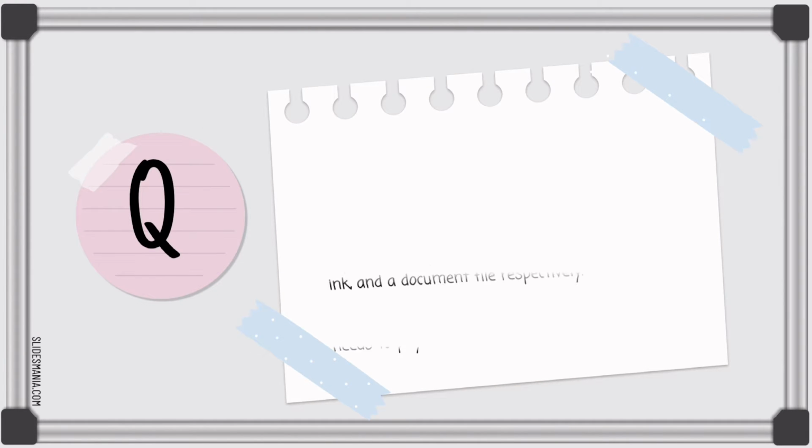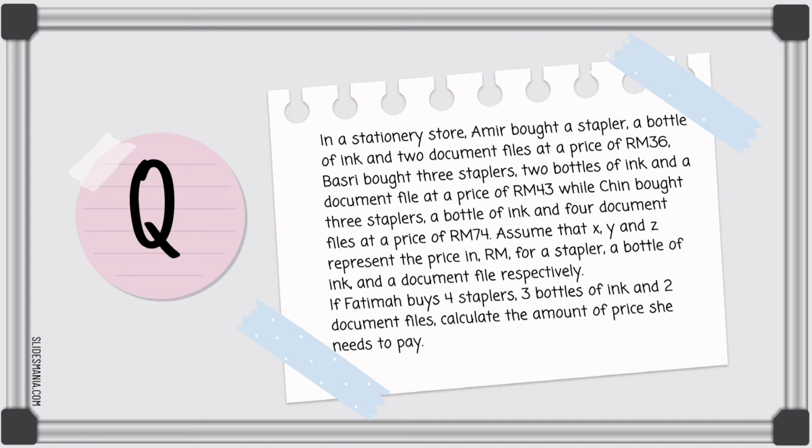The question is, in a stationery store, Amir bought a stapler, a bottle of ink, and 2 document files at a price of 36 ringgit. Basri bought 3 staplers, 2 bottles of ink, and a document file at a price of 43 ringgit, while Chin bought 3 staplers, a bottle of ink, and 4 document files at a price of 74 ringgit. Assume that x, y, and z represent the price in RM for a stapler, a bottle of ink, and a document file respectively. If Fatima buys 4 staplers, 3 bottles of ink, and 2 document files, calculate the amount of price she needs to pay.